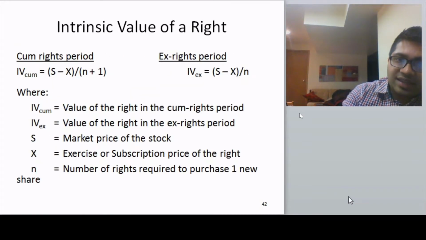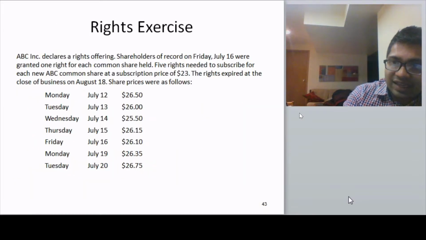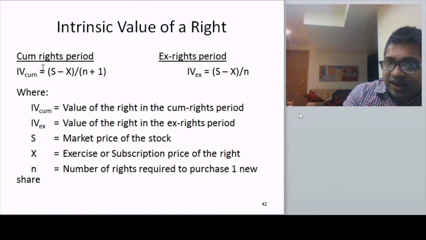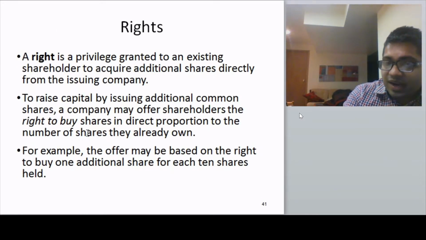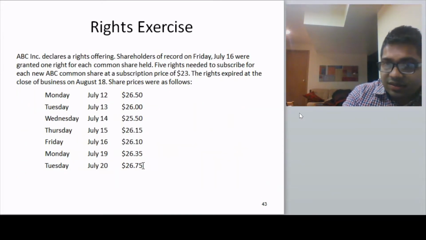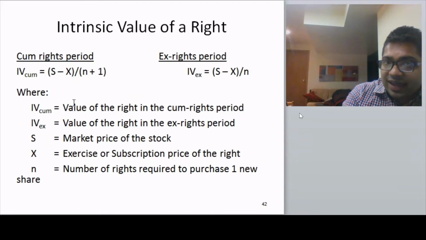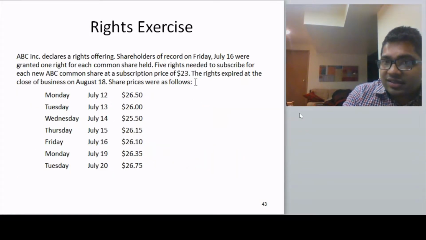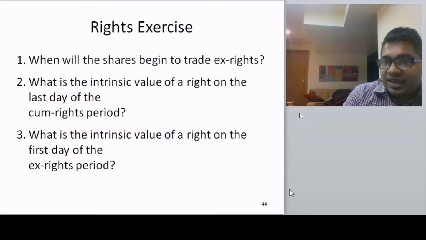So (S − X) divided by (N + 1) in case of a right, and (S − X) divided by N in case of X right, where S is the market price and X is the execution or strike price. So the market price is these prices and X is the execution price, that is 23. So it will be (26.50 − 23) divided by (N + 1) because it's a cum right. And from the 15th onwards it will be ex-right.